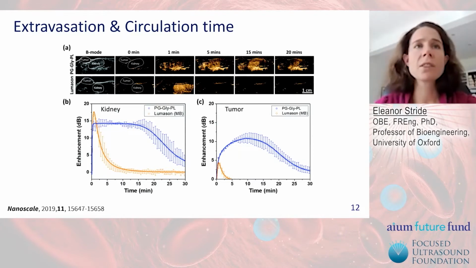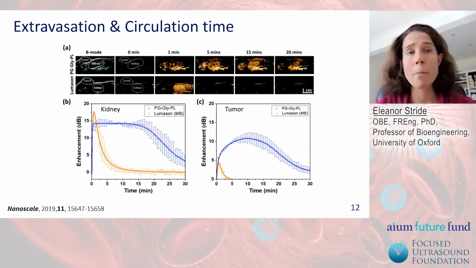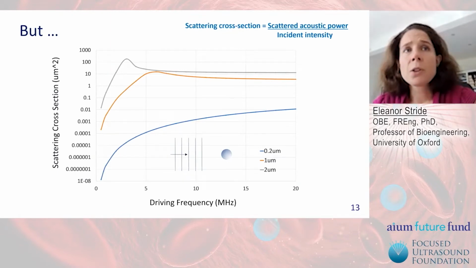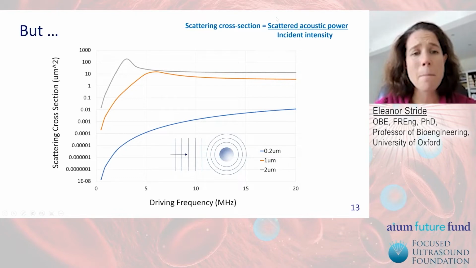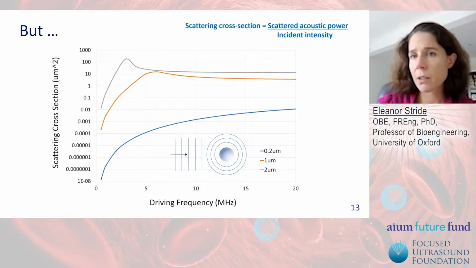And that's important because the efficiency of a bubble as either an imaging or a therapeutic agent changes dramatically with its size. This is a plot of the scattering cross-section of differently sized bubbles, so the ratio of scattered energy to the incident ultrasound intensity. And as you can see, there's a difference of many orders of magnitude between a 2 micrometer bubble and a 200 nanometer bubble. That means that you need to use a much higher pressure to generate the same signal from a nanobubble.